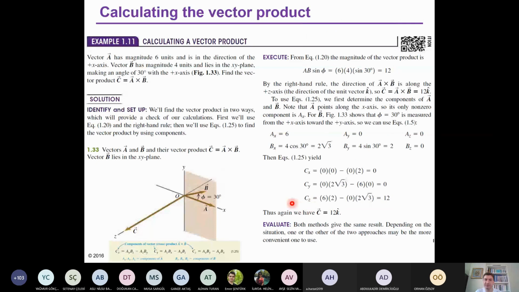The y component and x component are 0, because the vector product of A and B gives us a vector along the z-axis, along the positive z direction. For this reason, this vector has no component along x and no component along y. It has only a component along the z-axis, so it has magnitude 12 and the direction is k. So both methods give the same result. Here we have already calculated 12k by using this equation.